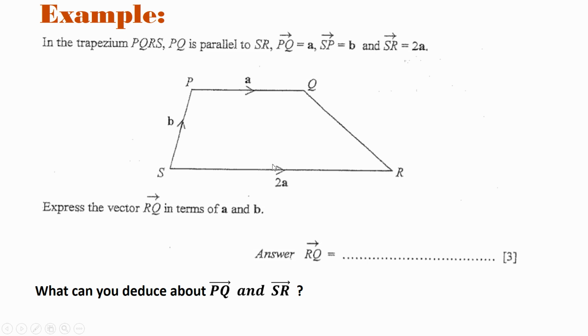Express the vector RQ in terms of A and B. Where's RQ? Going from R to Q, you start at R and end at Q. So you're going this way, and that way. So you're going against the arrow, with the arrow, and with the arrow. So I like to write out my little plan.